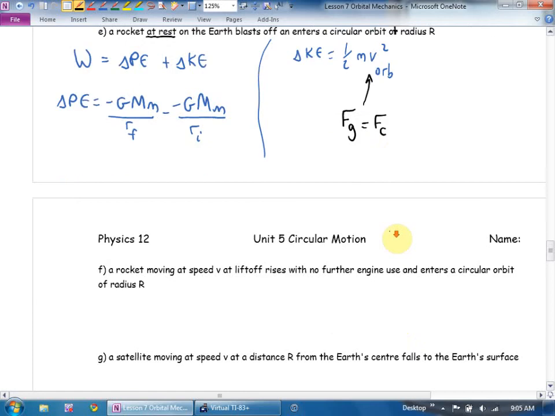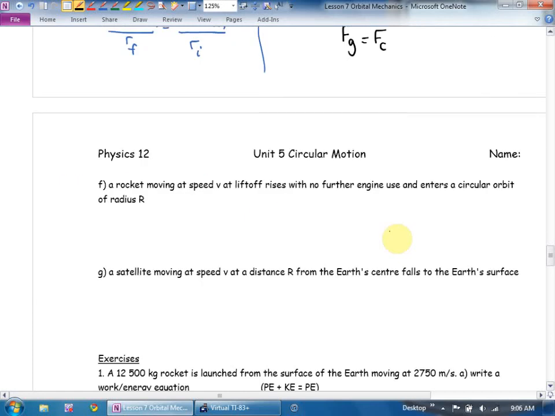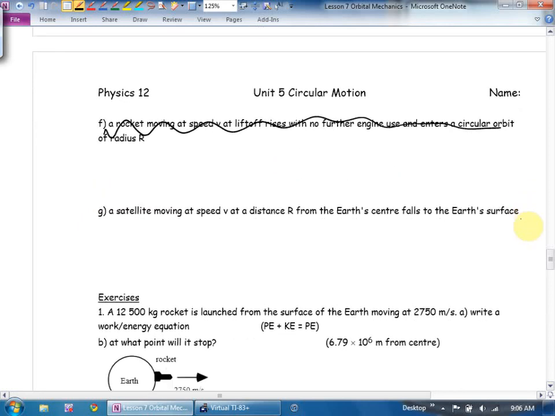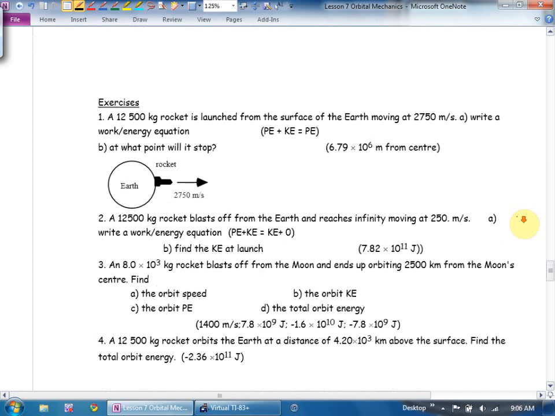F. A rocket moving at speed V at liftoff rises with no further engine use and enters a circular orbit of radius R. I'm not going to worry about that one. And a satellite moving at speed V at a distance R from the Earth's center falls to the Earth's surface. Nah, I'm not really going to worry about that one. They're nerdily cool, but this is what I'm going to hit you up with on the test. So a couple of more questions, and then technically you can now do every question on the review.